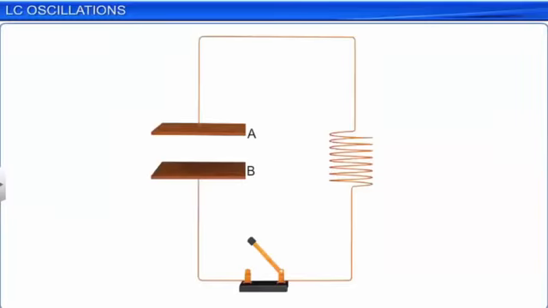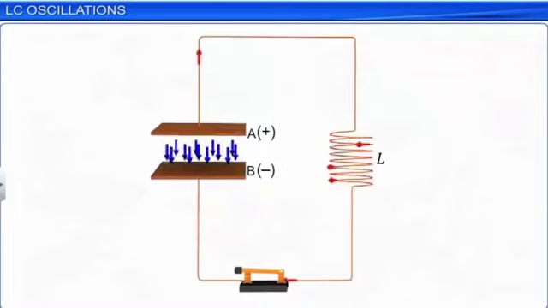The phenomenon of LC oscillations can be observed when a charged capacitor is placed in series with an inductor in a circuit. Consider a fully charged capacitor with plate A charged positively and plate B charged negatively, connected to an ideal inductor of inductance L. When the circuit is closed, the capacitor starts discharging through the inductor and discharges as long as a potential difference exists between the two capacitor plates.